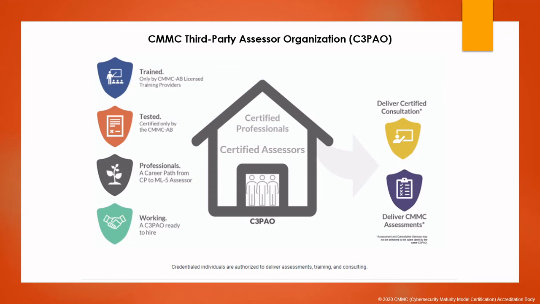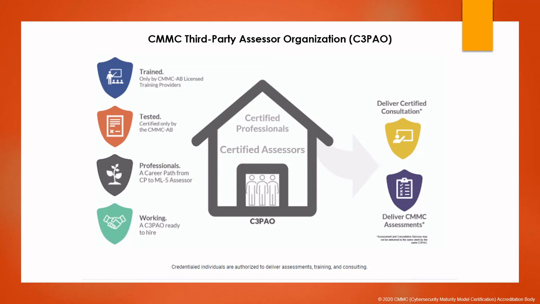Something else to keep in mind is that all RPOs and C3PAOs are approved and registered with the CMMC AB. This means that you or other organizations seeking certification will be able to find or check to see if an organization is an RPO or C3PAO that's been certified by the CMMC AB. And this information is going to be provided in the CMMC AB marketplace. It's going to be completely managed by the CMMC AB, and it's going to have that full listing of all the RPOs and C3PAOs that have been approved and certified.